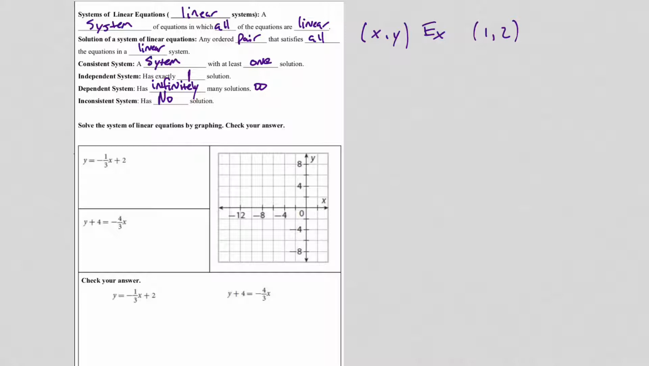So if you recall, if you're looking at y equals mx plus b format, m, of course, is your slope, and b is the y-intercept. So let's find the y-intercept of 2. It's right there. And this goes downhill, down 1 over 3, or down 2 over 6. So that's this line right here.